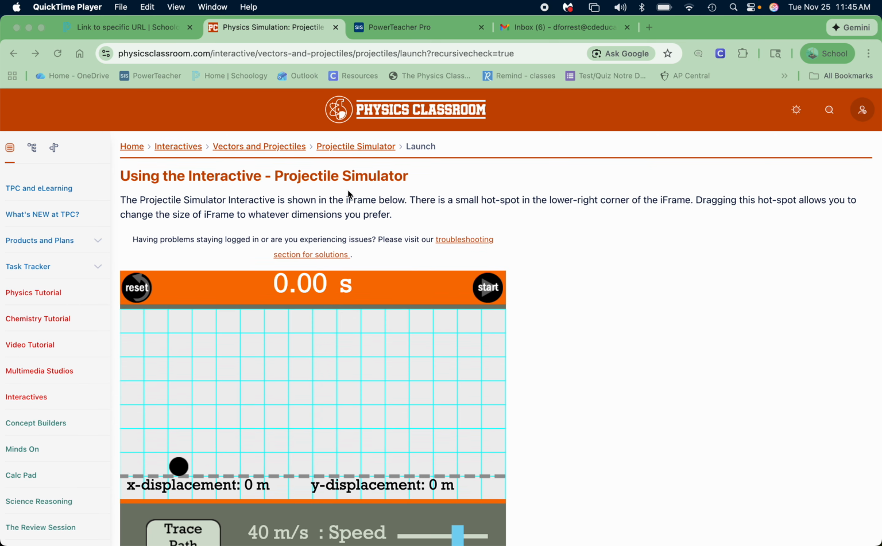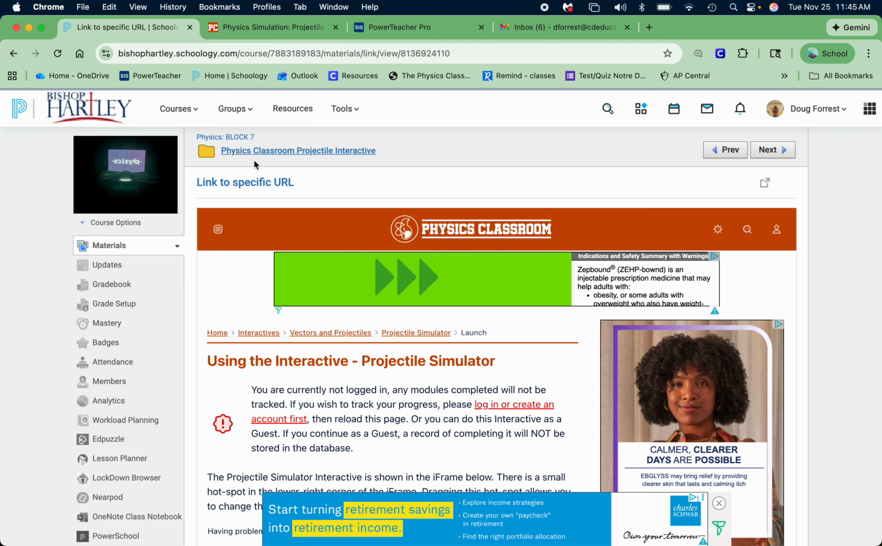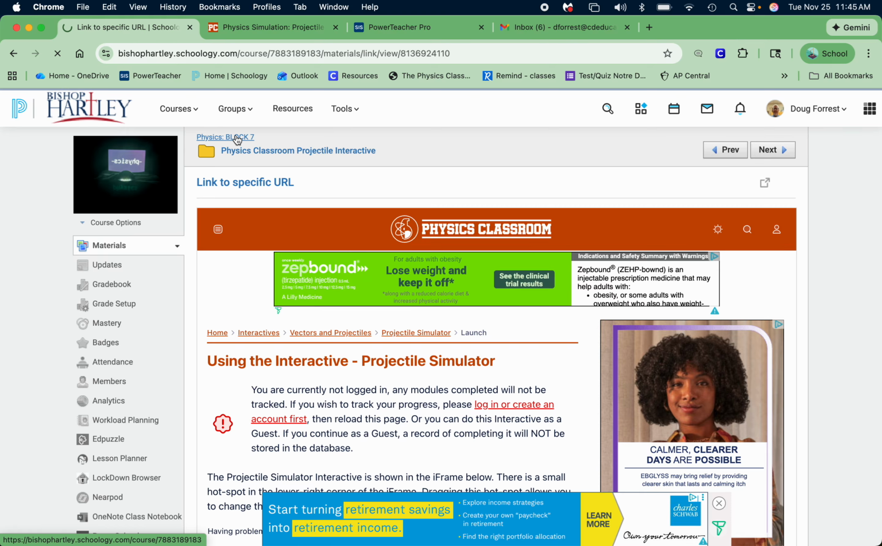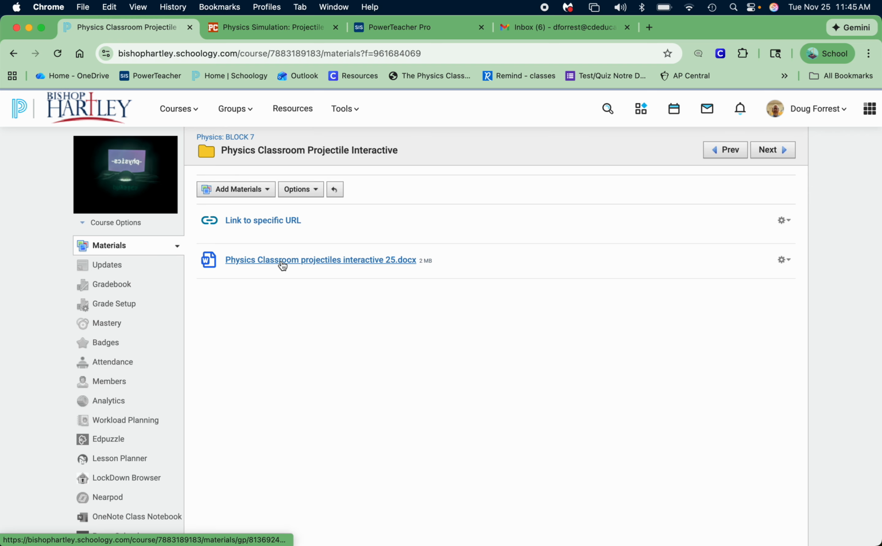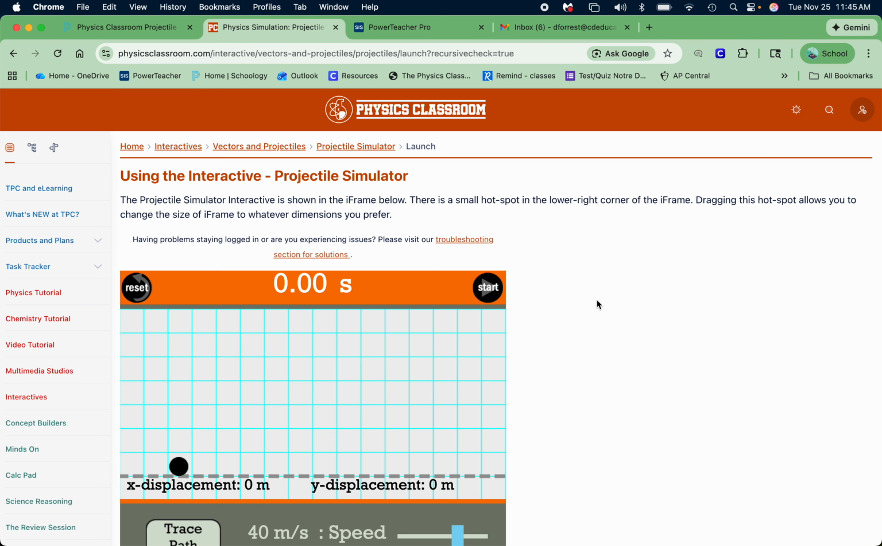This is a screencast for using the interactive projectile simulator. So essentially, if you go to Schoology, go down here at the bottom, use this link. This is the worksheet we're doing, but that's the link. When I click on that, I pull this up.